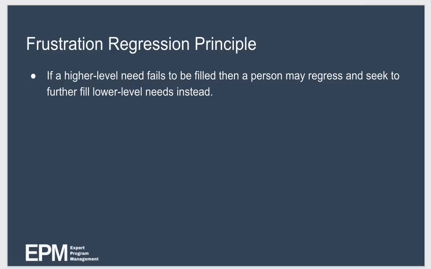Now, an important principle to be aware of in ERG theory is this idea called the frustration regression principle, which basically says that if a higher level need fails to be filled, then a person may regress and seek to fulfill further lower level needs instead. Now, for example, if an ambitious employee isn't provided with growth opportunities, then their motivation will be lower and they may become frustrated. And in turn, this may cause them to seek out more relatedness needs. So for example, they may start socializing with other members of the team more frequently. And finally, if they're unable to satisfy those relatedness needs, they'll regress again and they may further satisfy their existence needs.